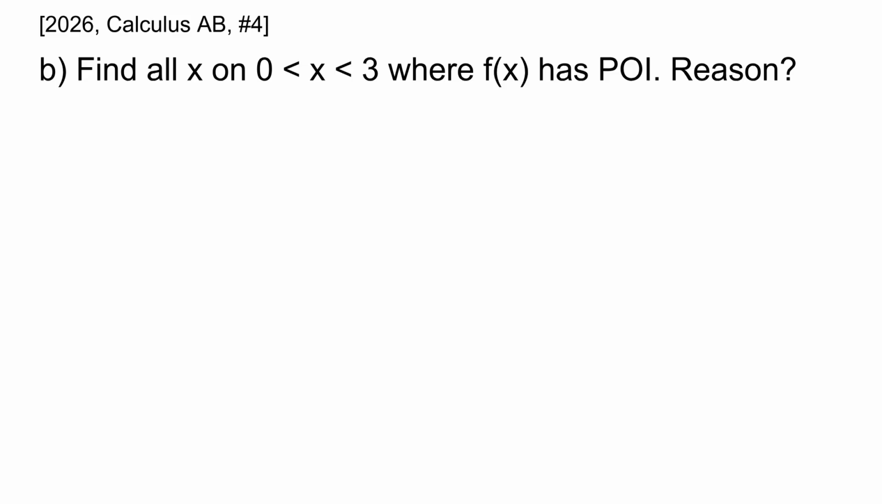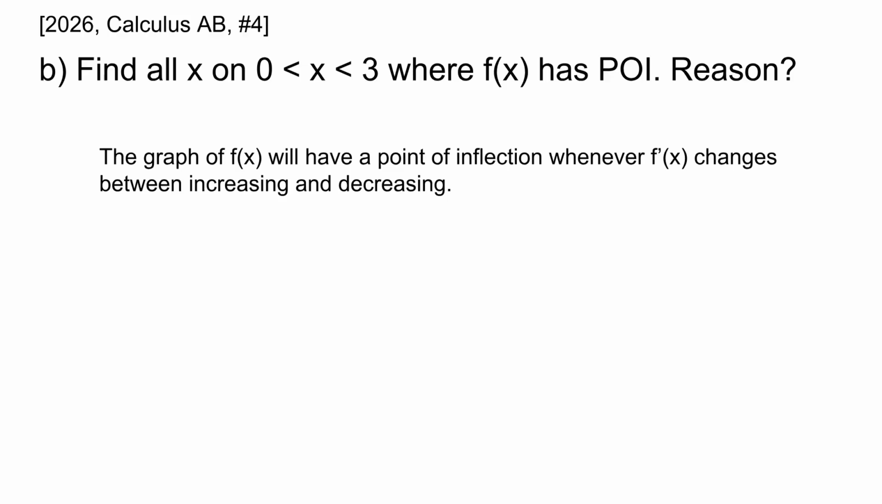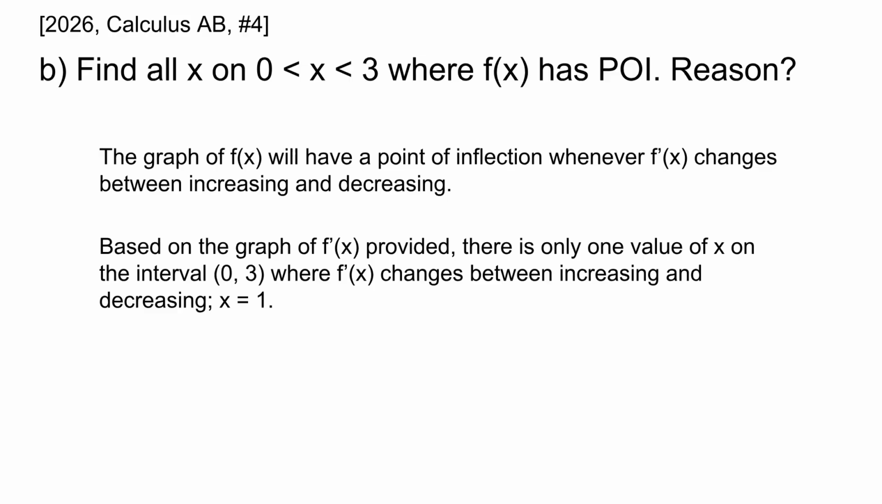In part B of this question, we are asked to find all values of x on the open interval from 0 to 3 where f of x has a point of inflection, and to give a reason for our answer. We know that the graph of f would have a point of inflection whenever f prime of x changes between increasing and decreasing in either order. Based on the graph of f prime of x provided to us, there is only one value of x on the interval from 0 to 3 where f prime of x changes between increasing and decreasing, and that is at x equals 1.